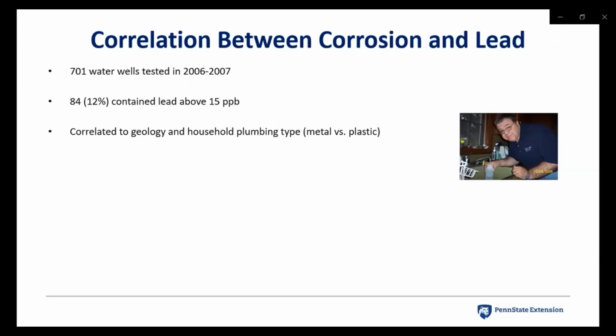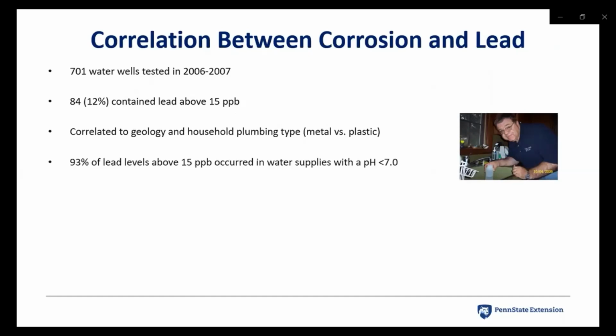We didn't have water corrosivity measures, but we had the geology, and we could tell that if water came from certain geologic formations, we knew it was much more likely to be corrosive as opposed to water coming from something like limestone, which is typically non-corrosive. So there was a strong correlation to the geology of the rock type where the water was coming from, and also whether the household had metal or plastic plumbing. Those were important considerations when we found a home that had high lead.